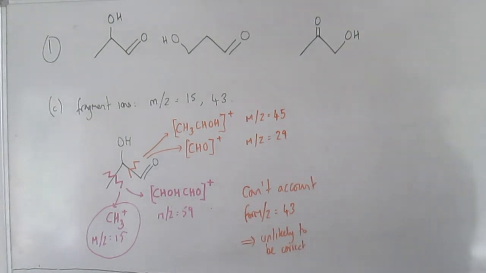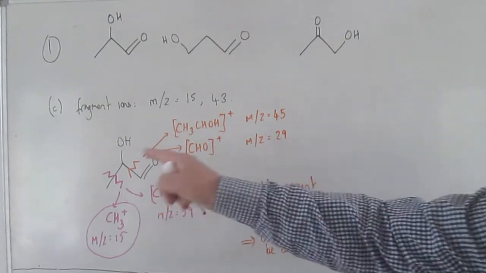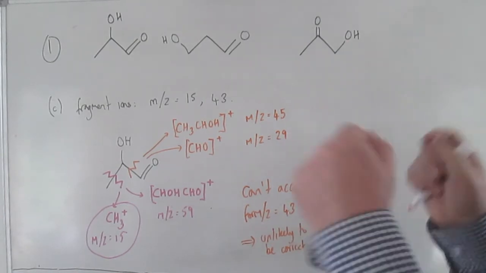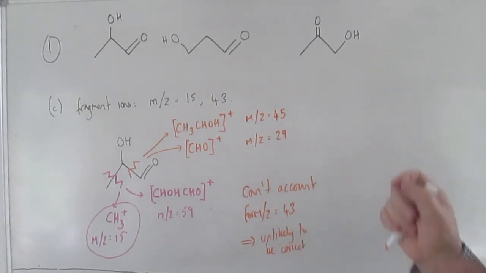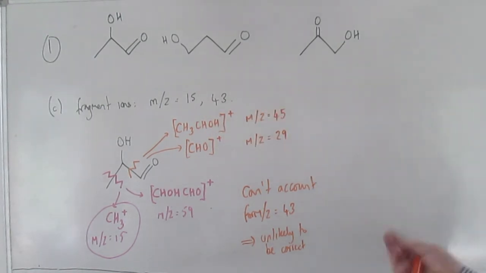Okay, now that seems possibly like quite a lot of work, but if you practice, it's actually very quick to do this, because you know what you're doing. You're just identifying the bonds that can break and just quickly adding what's the mass up on that side, what's the mass on that side. And if they don't fit, it's not a plausible structure. So let's do it for the other two.